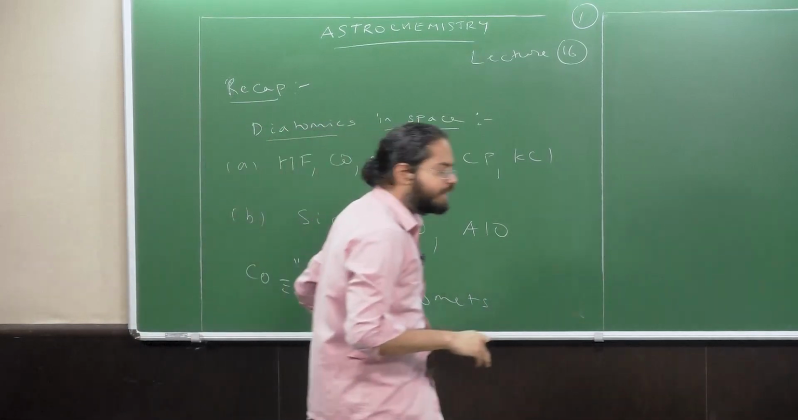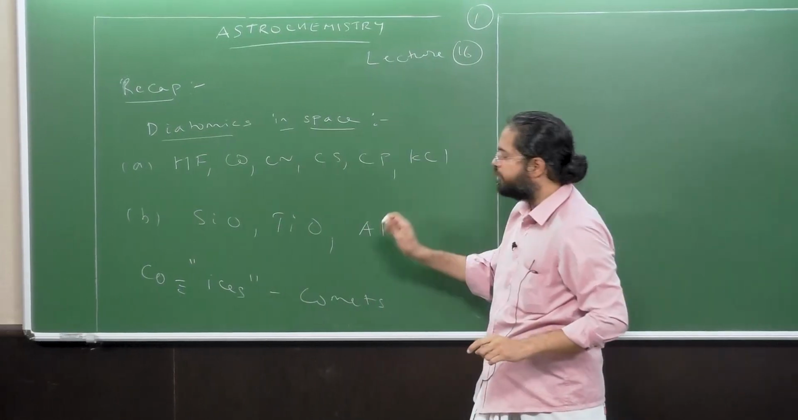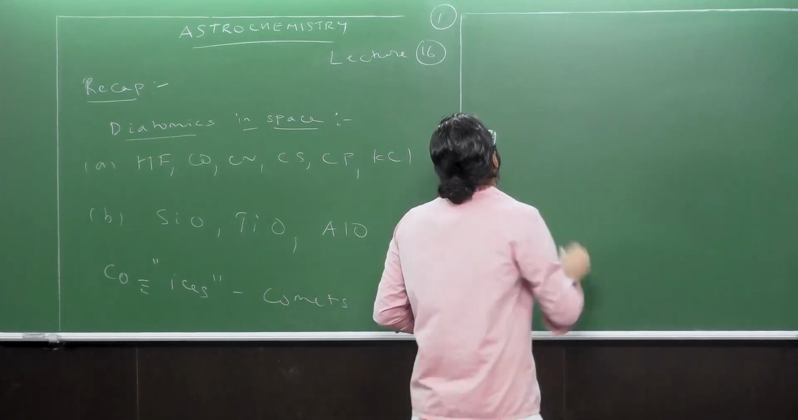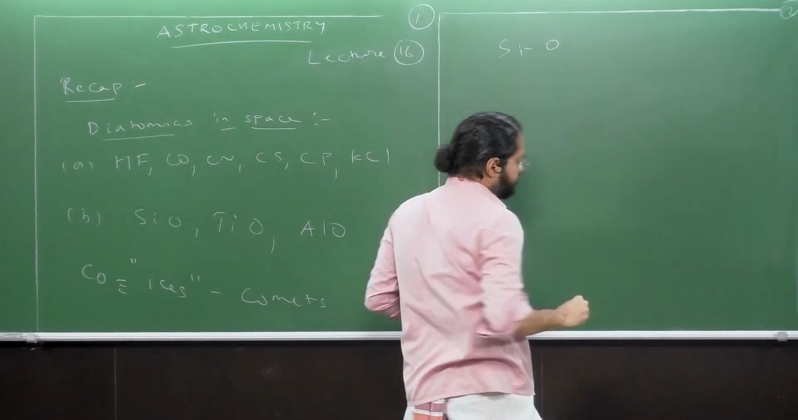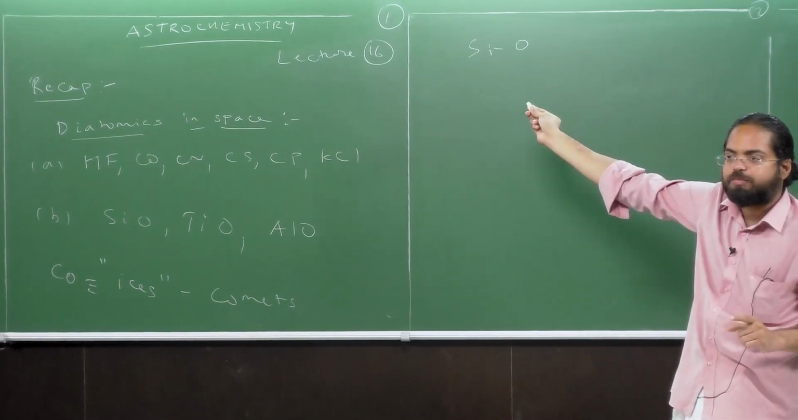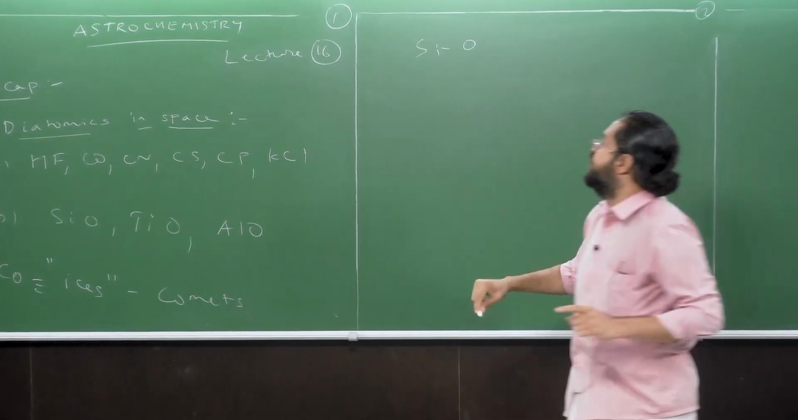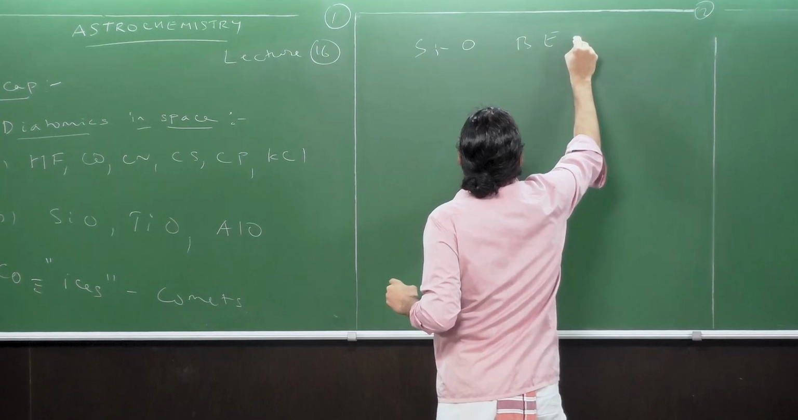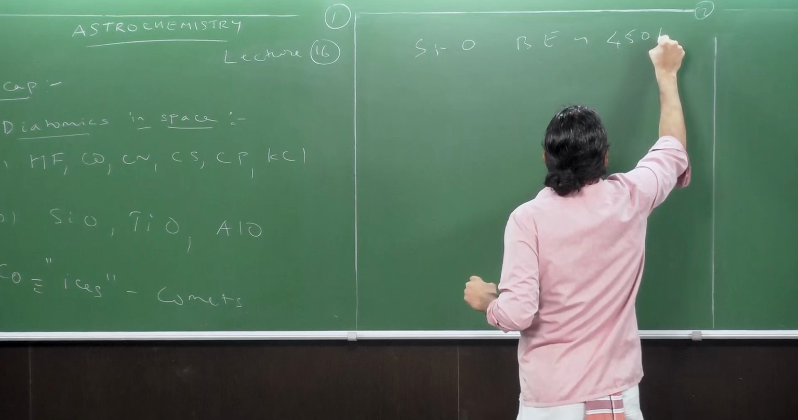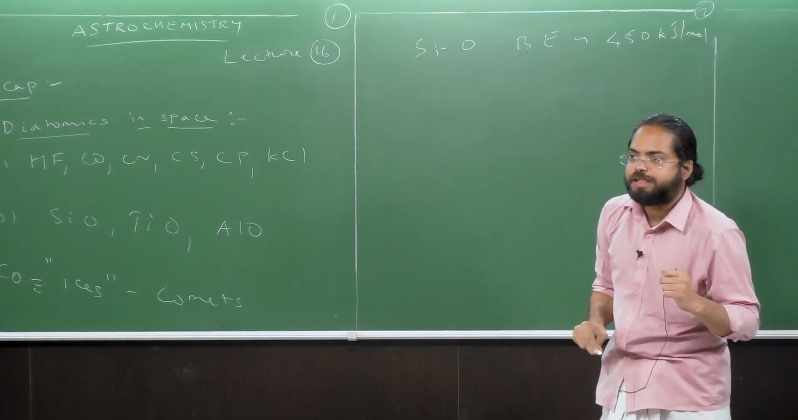Now, if we focus our attention on the second class of molecules, that is SiO, TiO, and AlO, for example, if you consider the molecule SiO. In the tutorials, I gave the bond energy of a single SiO bond. Can someone recall that value? It's of the order of roughly 450 kilojoules per mole. Now, what are the implications?